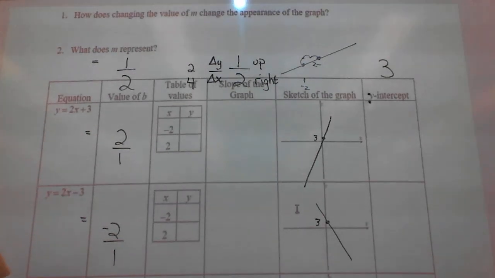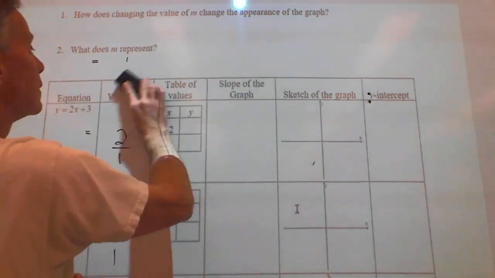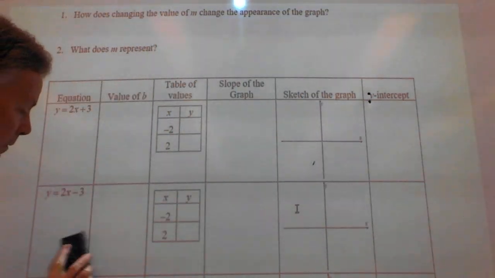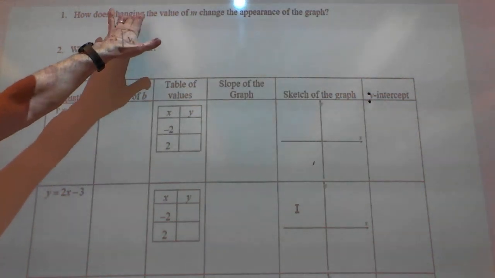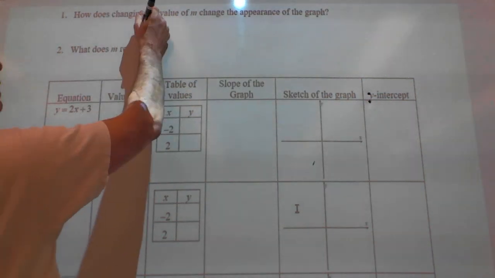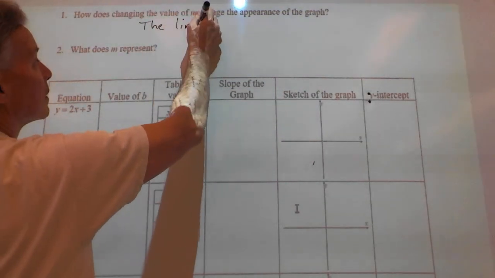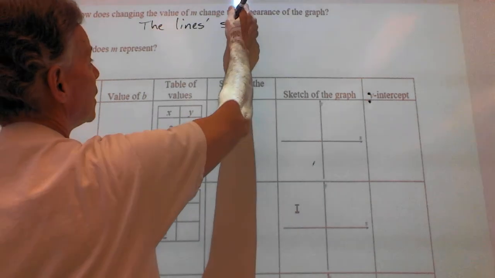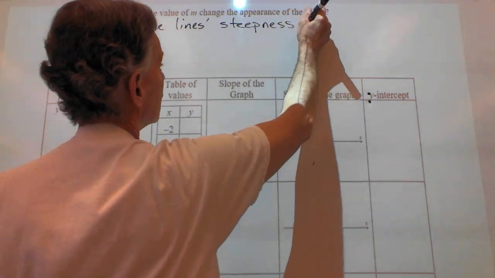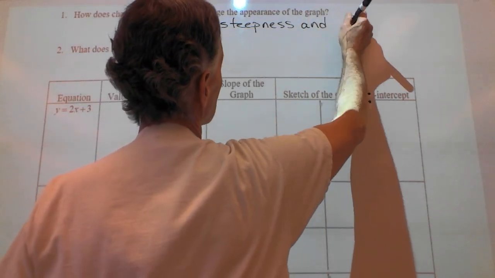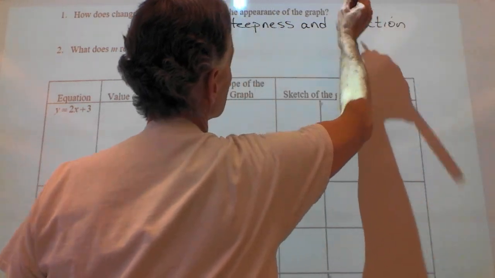So, how does changing the value of m change the appearance of the graph? The line's steepness and direction will change.